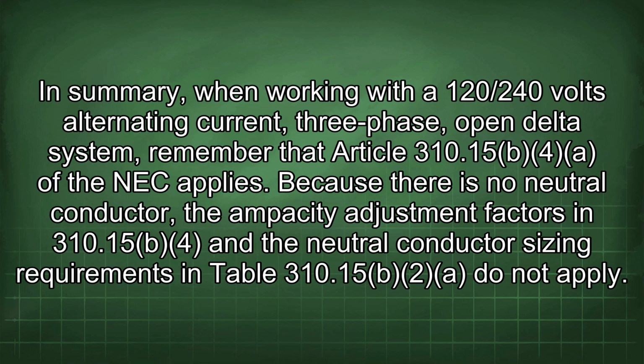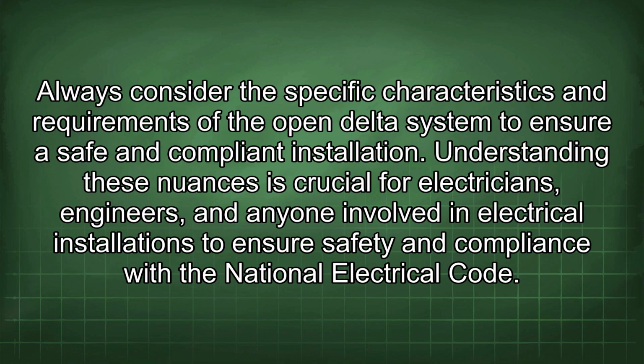In summary, when working with a 120/240 volts alternating current three-phase open delta system, remember that Article 310.15 B4 of the NEC applies. Because there is no neutral conductor, the ampacity adjustment factors in 310.15 B4 and the neutral conductor sizing requirements in Table 310.15 B2 do not apply. Always consider the specific characteristics and requirements of the open delta system to ensure a safe and compliant installation.